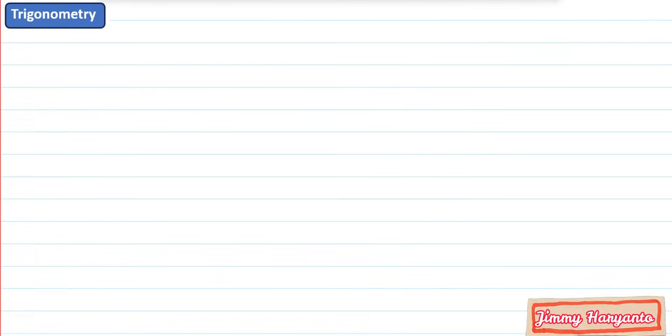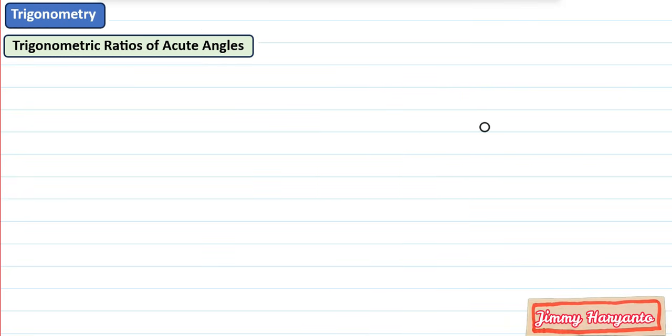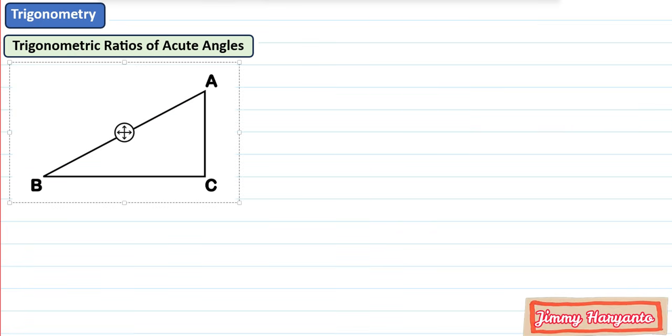Hello guys, we'll go to the next chapter. The next chapter is called trigonometry. First, trigonometric ratios of acute angles. Before we begin, I want to teach you how to label the sides.